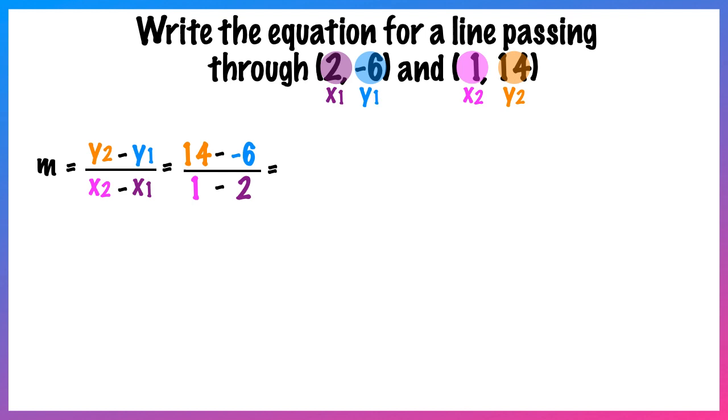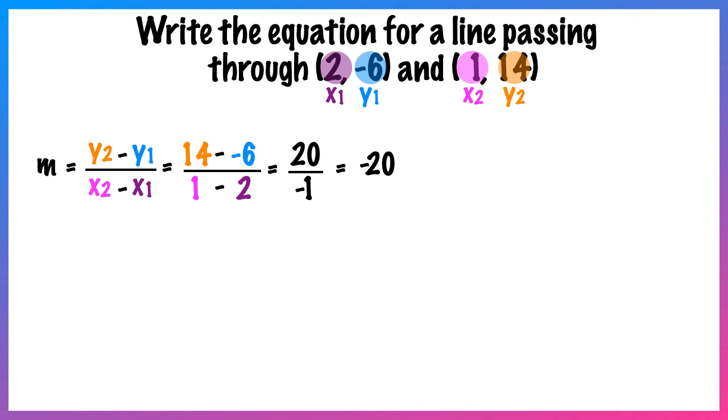Now we're going to simplify the numerator. 14 minus -6 gives us 20, and we'll do the same thing with the denominator. 1 minus 2 gives us -1. And this can be simplified to -20. So our slope is -20, and now we're ready to move on to writing our equation.